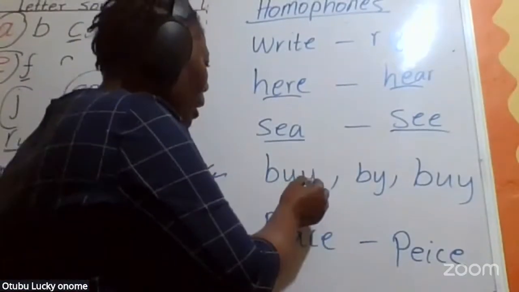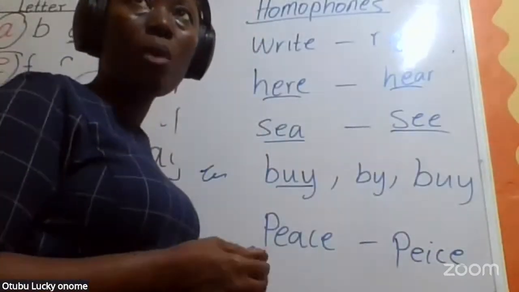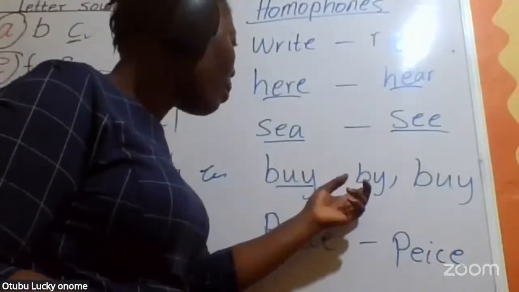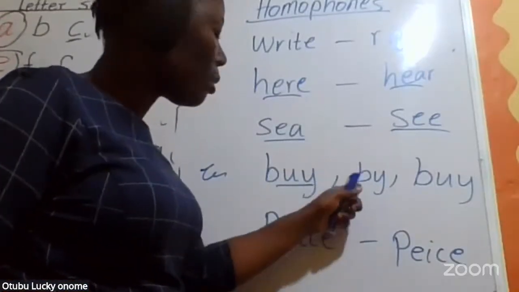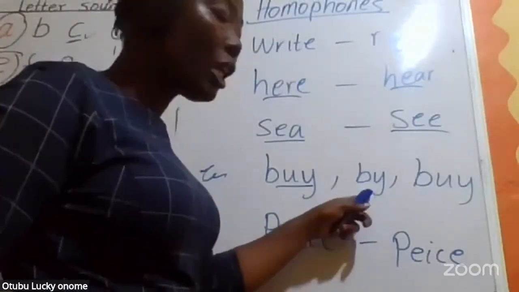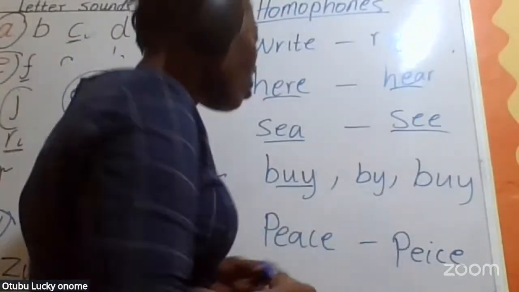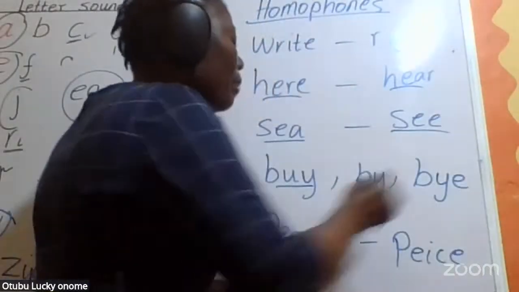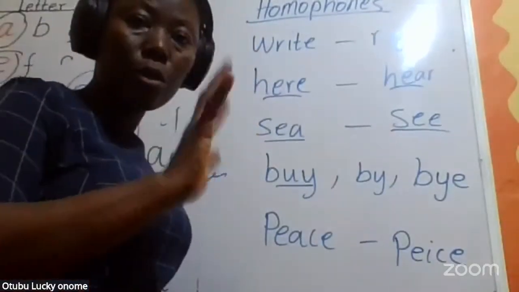Then we have buy. This buy is to get something, to buy something. When you're coming home, please buy bread. This by is sit by my side. Please come and sit by my side. This bye is goodbye.